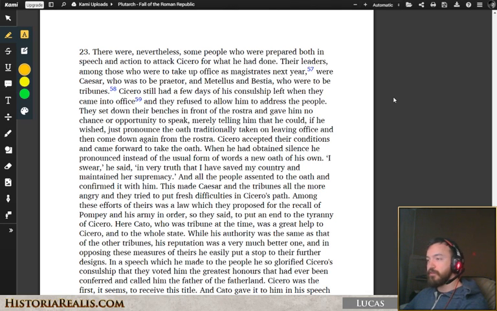Cicero accepted their conditions and came forward to take the oath. When he had obtained silence, he pronounced, instead of the usual form of words, a new oath of his own. "I swear," he said, "in very truth, that I have saved my country and maintained her supremacy." And all the people assented to the oath and confirmed it with him. This made Caesar and the tribunes all the more angry, and they tried to put fresh difficulties in Cicero's path.